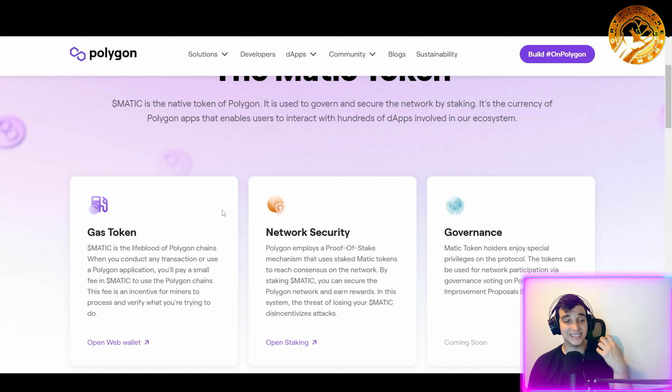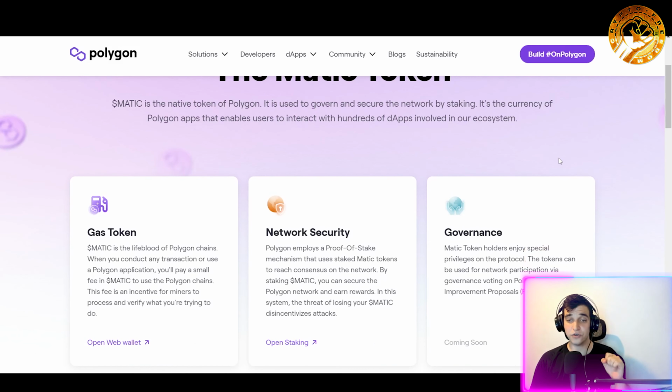And this fee is an incentive for miners to process and verify what you are trying to do, because if you don't verify the transaction, it's not secure. And that's why they employ the proof of stake mechanism, which actually uses staked Matic tokens to reach consensus of the network. And by staking Matic, you can secure the Polygon network and earn rewards. And in this system, the threat of losing your Matic disincentivizes attacks. Okay, because you don't want to lose your money because you're doing something wrong. Of course, you want to actually earn rewards, and you can do that, as you said, passively as a miner.